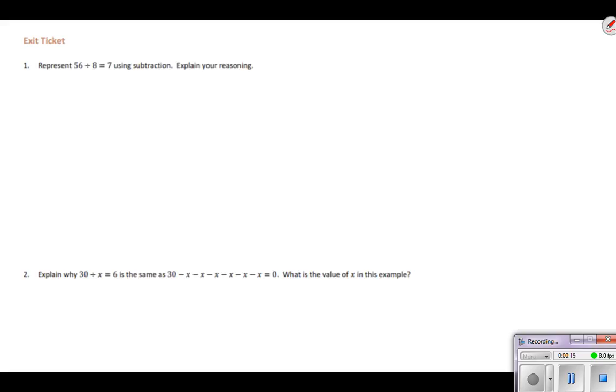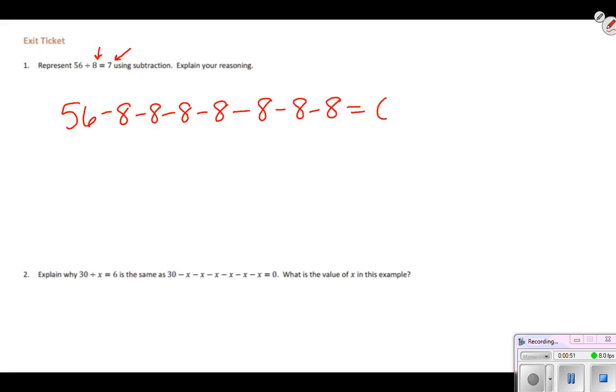So we have two numbers to help us break up our 56. We have our divisor, which is 8, and we have our quotient, which is 7. And we can subtract either one of them. If I subtract my divisor from 56, I would subtract 8 continuously until I had 7 sets of 8, because 7 sets of 8 make 56. So 56 minus 1, 2, 3, 4, 5, 6, 7 sets of 8 will zero that out, showing that I have split up 56 into 7 groups of 8.